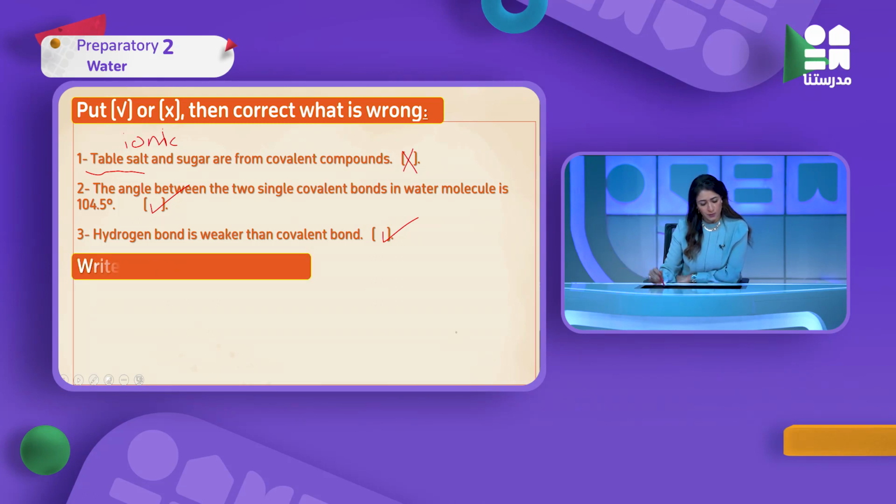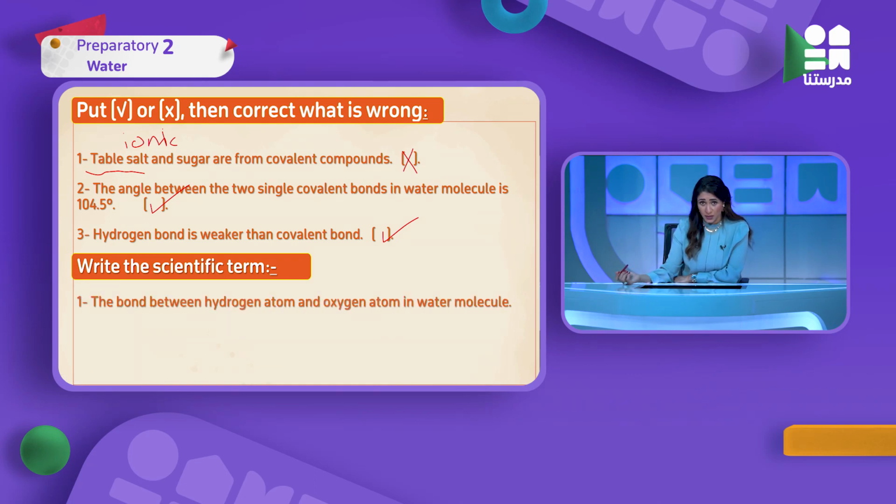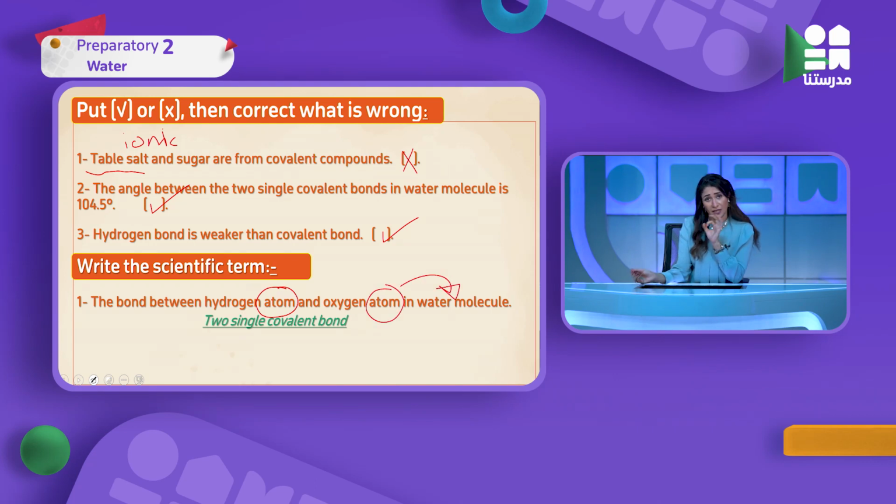Let's move on. Write the scientific term. The bond between. وركز قوي. هي البوند اللي بيسألني عنها دي between what and what? Between the hydrogen atom and the oxygen atom in water molecule. So what is the name of this bond? Of course it is the single covalent bond. ليه؟ لأن هو هنا بيقول لي الهيدروجين اتوم والاكسجين اتوم in a water molecule في نفس الwater molecule. So it's of course the single covalent bond.